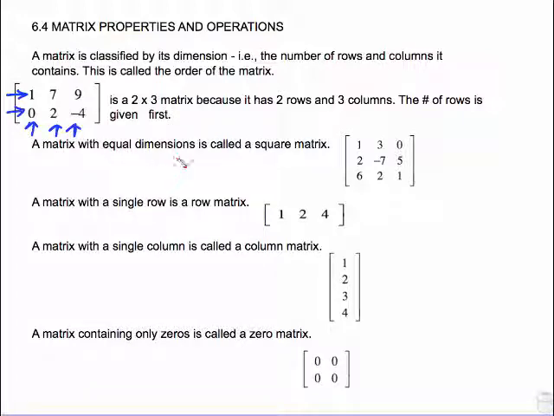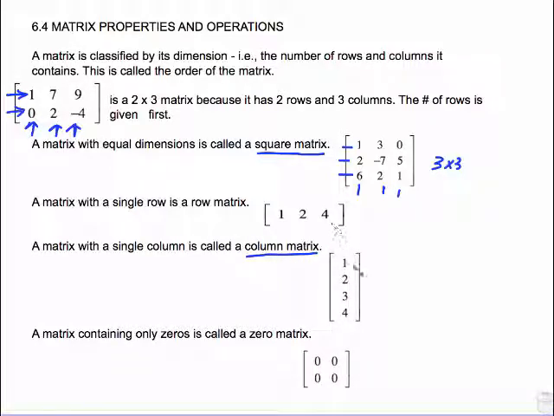A matrix with equal dimensions is called a square matrix. This has 1, 2, 3 rows and 1, 2, 3 columns. This is a 3 by 3 matrix, and it is called a square matrix because those dimensions are the same. A matrix with a single row is called a row matrix. Makes sense. All it has is 1 row. It is a row matrix. If all it has is 1 column, it is called a column matrix.